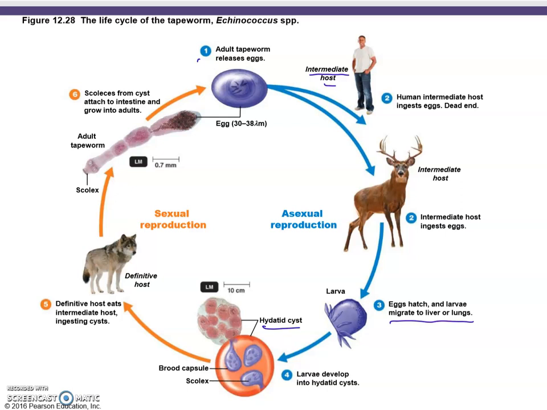And now here comes the definitive host ingesting those cysts. So the definitive host here would be this wolf or coyote, looks like a wolf. And the definitive host, of course, is called definitive host because it will harbor the adult version of the worm. So here these cysts will develop into the adult tapeworm and then reproduce there and then release more eggs, which will then be ingested by an intermediate host, and we're going around.